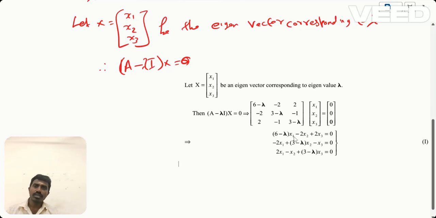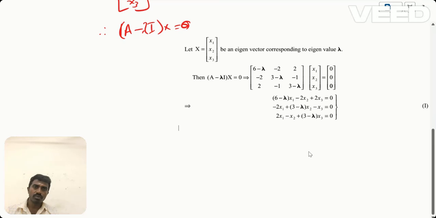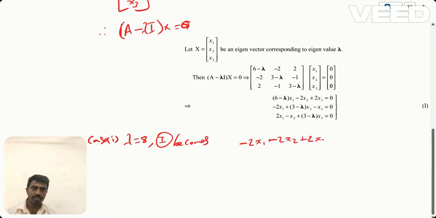Now substitute lambda values one by one. So case 1, lambda equal to 8. Then system 1 becomes, if you substitute lambda equal to 8 here, then what do you get? Minus 2x1 minus 2x2 plus 2x3 equal to 0. Which implies if you divide by minus 2, then what do you get? x1 plus x2 minus x3 equal to 0.